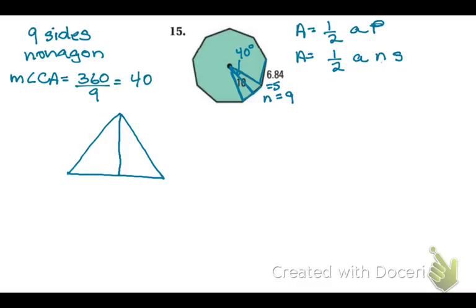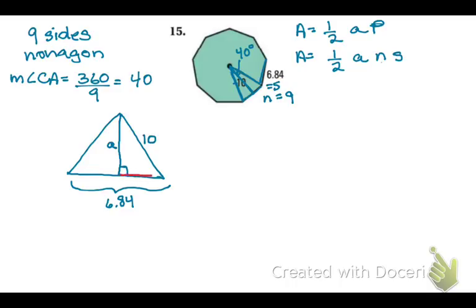So we're looking for this length here. It's the apothem. We're given here that this length is 10, and we're given that this whole length here is 6.84. Now don't get this confused. I can see this happening. It's this whole length that's equal to 6.84. So what we want is the half of that.